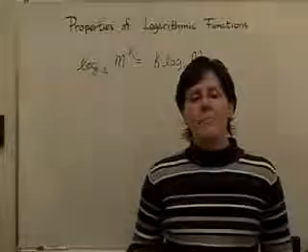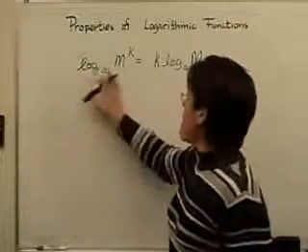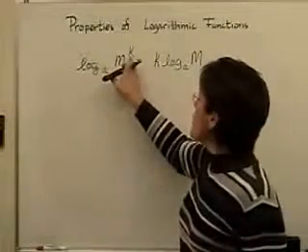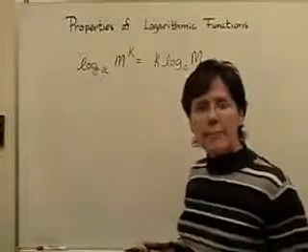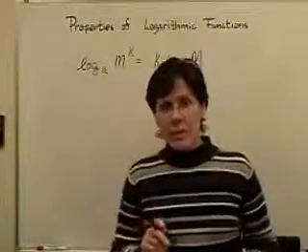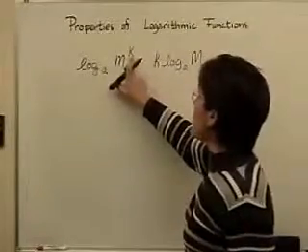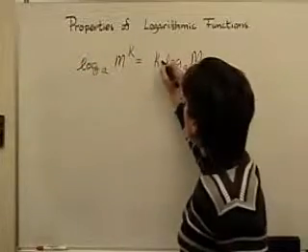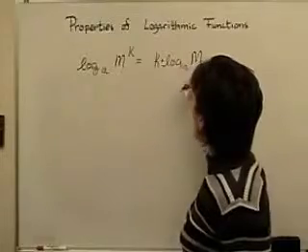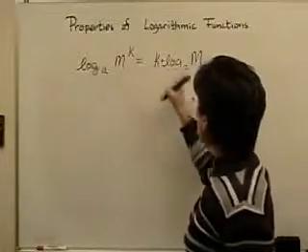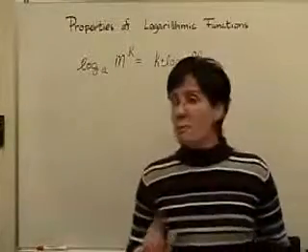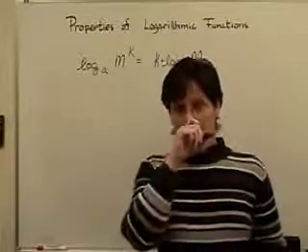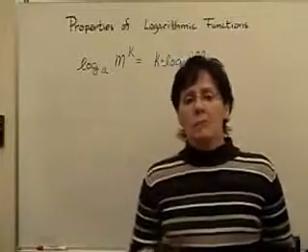Here's our next property. It says that if I want to take the log of a number raised to a power, given some base, that can be reduced to, this exponent right here can be brought down in front and called k times the log of that value m, where the base is a. This can be very, very useful in solving logarithmic and exponential equations.